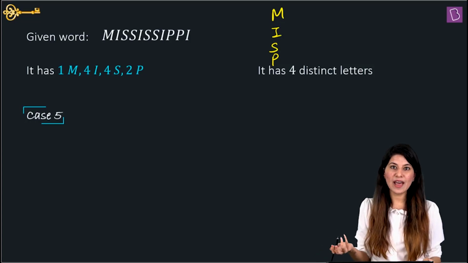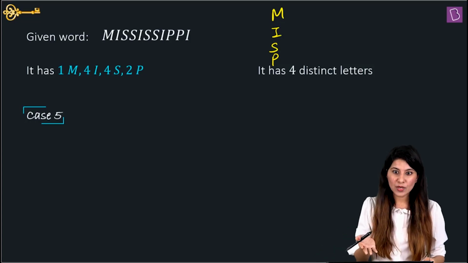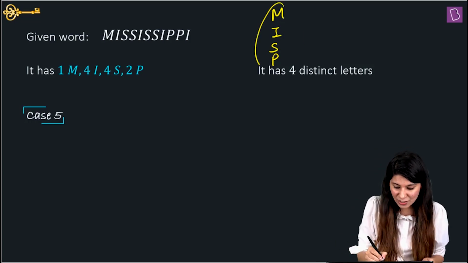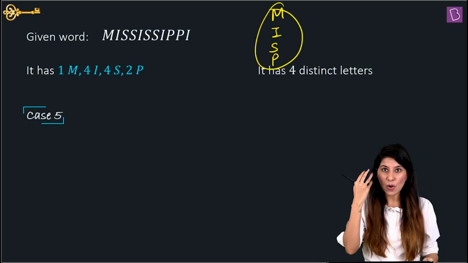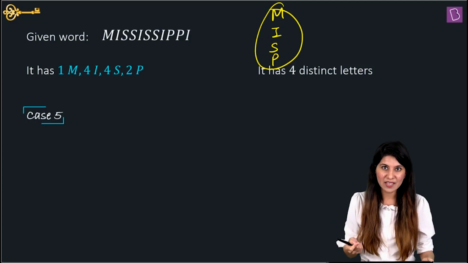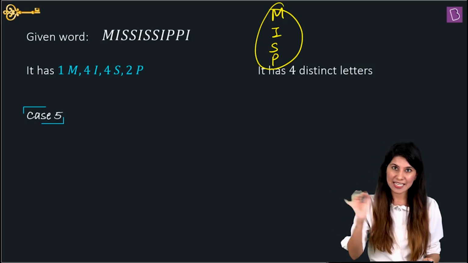Only one set you are having. In this particular word, you have 4 different letters only, right? 4 distinct letters. So selection, you don't have to select it. You have no choice. You have to take one M, one I, one S, and one P. You don't have any other choice. So selection is already done.